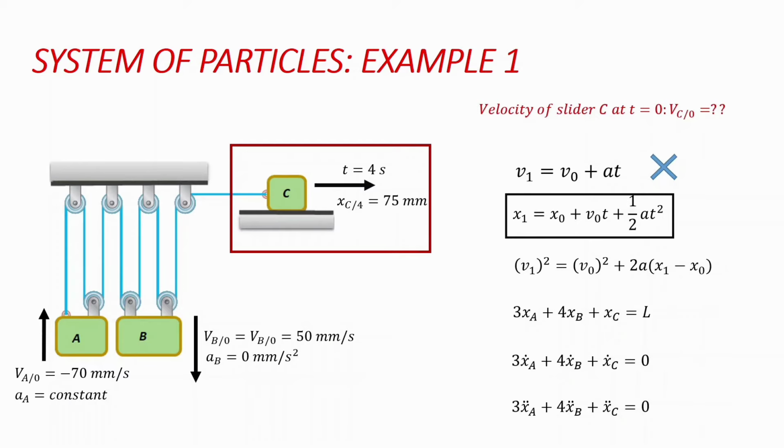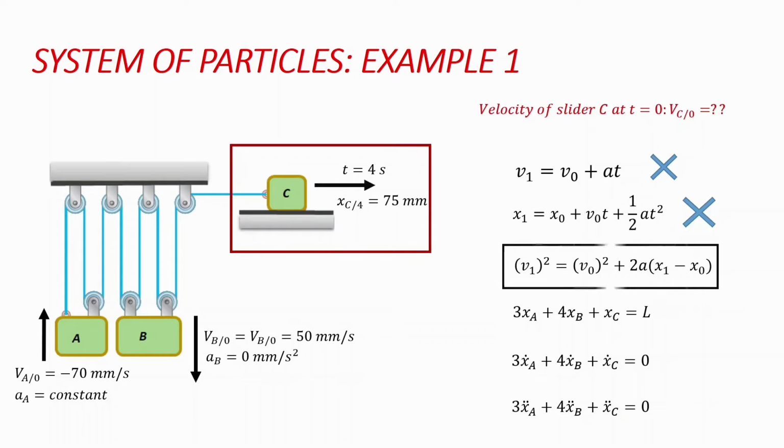If we go to the second equation, x1, which is displacement, is equal to the initial displacement, which we always assume to be 0, plus initial velocity times time plus half acceleration times time square. If we look at what we have again for particle C, we don't have most of all these terms. We don't have the acceleration. Of course, we have time and the final displacement, but we're looking for initial velocity. So we cannot use this equation because we have 2 unknowns, which are the acceleration and the velocity.